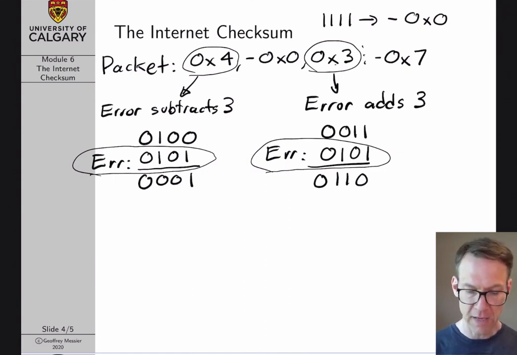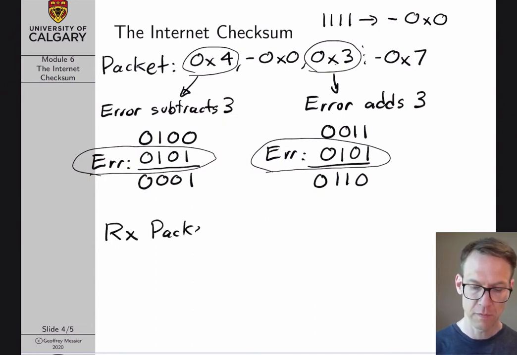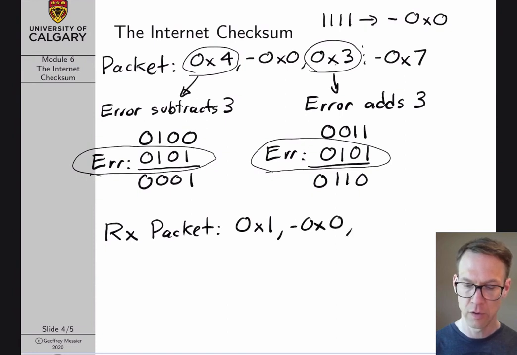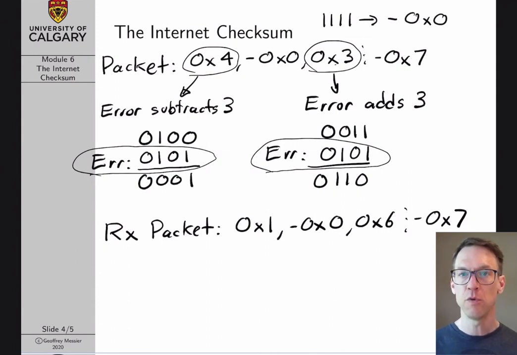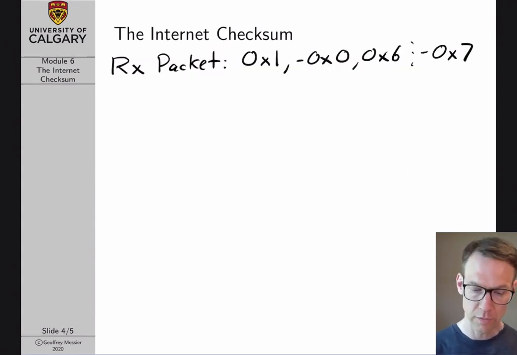And so the received packet with these errors in them, the first nibble is equal to 1, the second nibble is unchanged, the third nibble is equal to 6, and then the checksum, while it could have received some errors in this particular example, doesn't. And so now let's move on to taking these values and adding them together to see if the checksum spots the errors or if it doesn't.